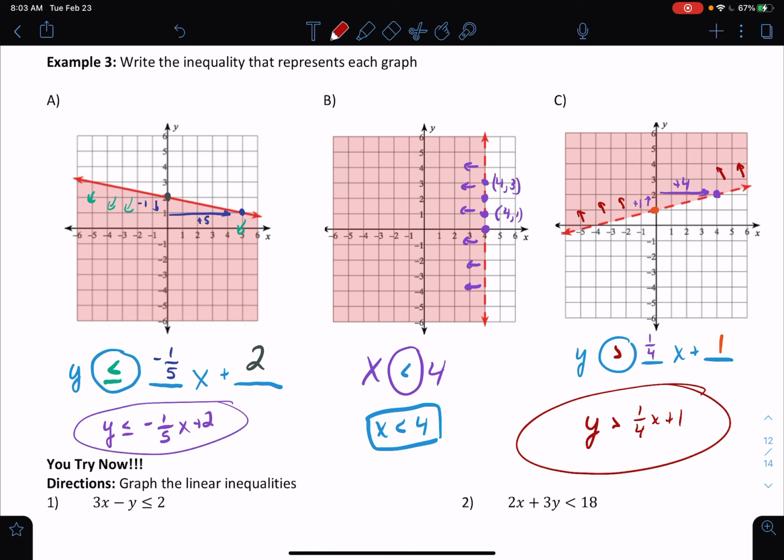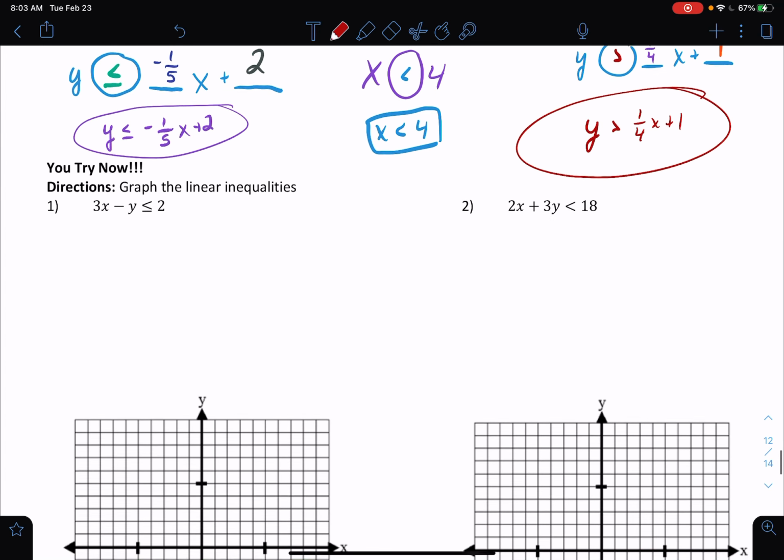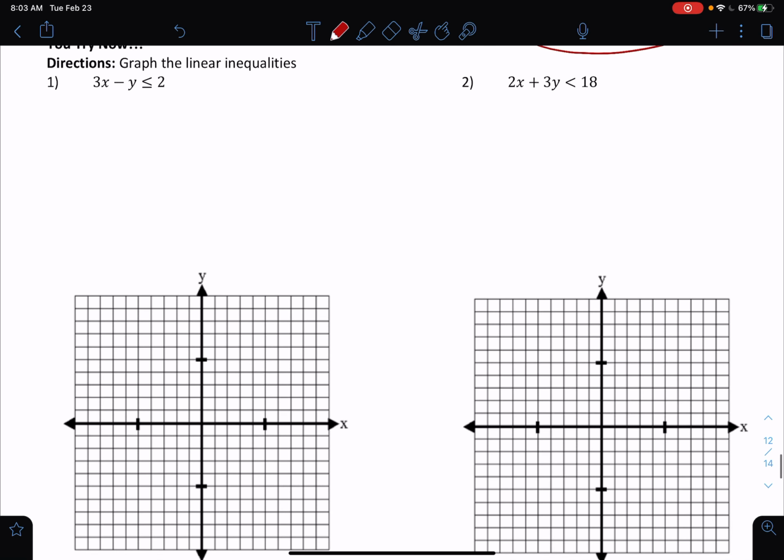All right, so now that we've talked about how to graph and how to write, I've got 2 you-try-nows here for you. Get your lines into slope-intercept form, and then graph them. Think about, is it going to be dashed or solid? Do I shade above or below?